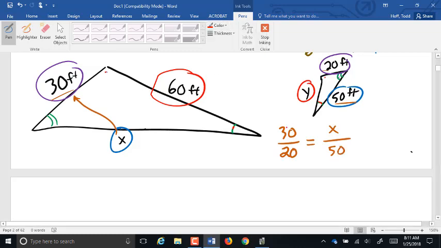So now we cross multiply. 30 times 50, 1,500, divided by 20 is 75. So X is 75 feet.